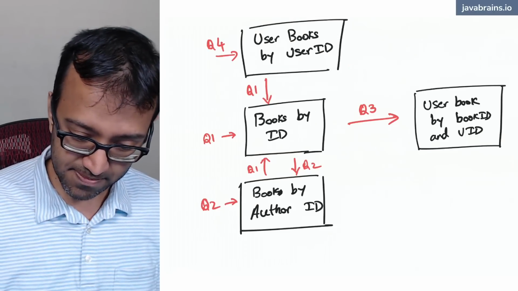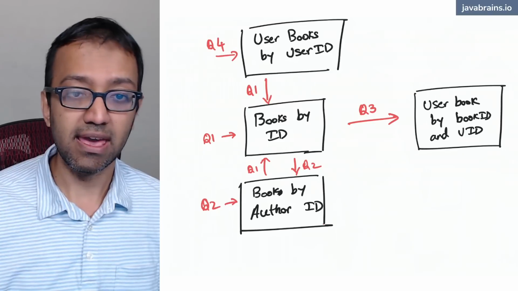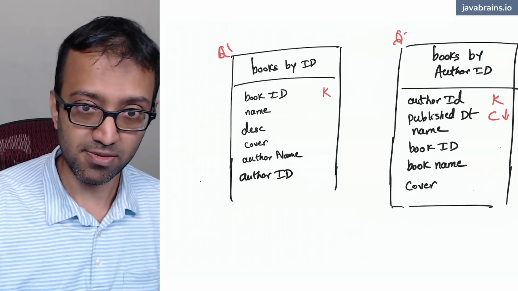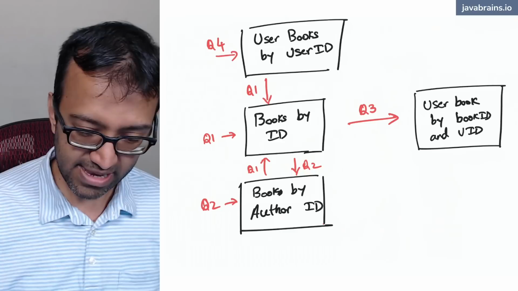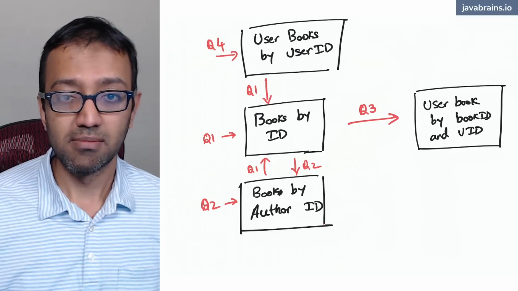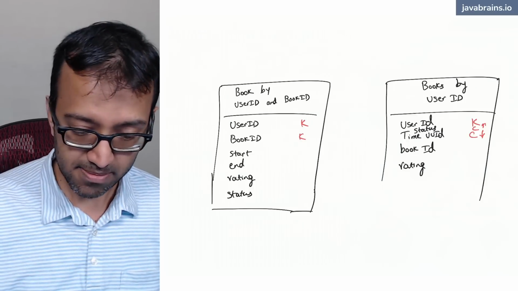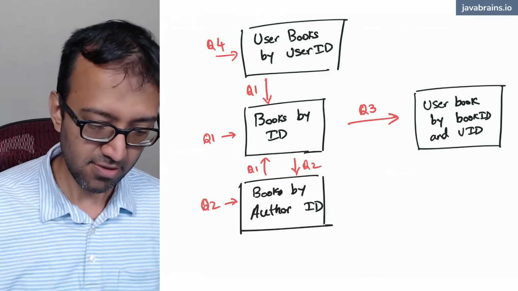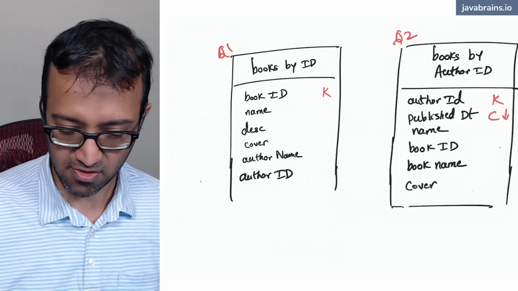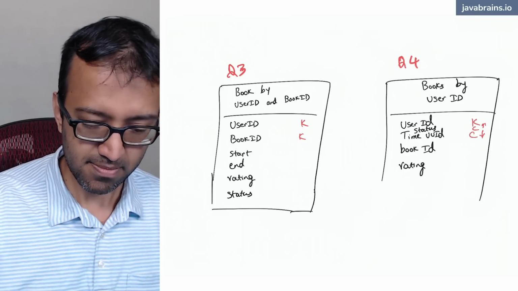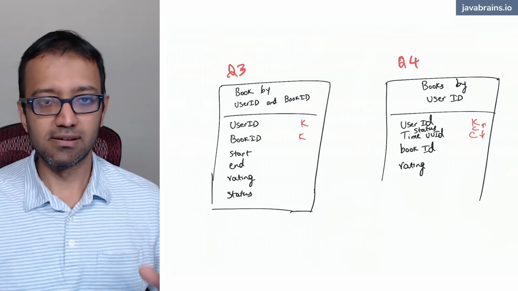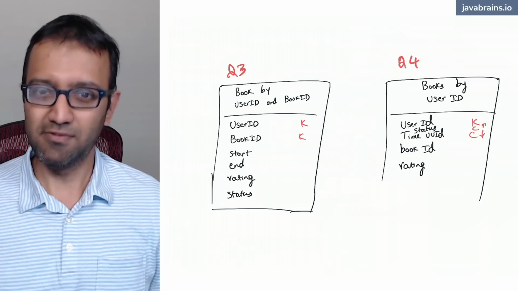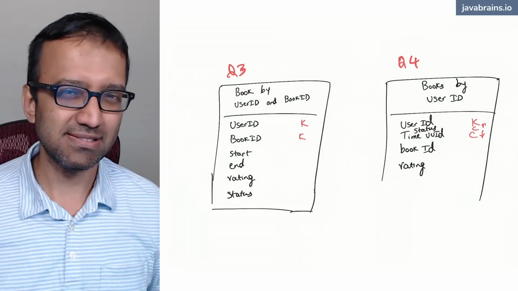What's the next one? Books by author ID, which is Q2. Again, we have created a table for it. Next, user books by book ID and user ID, which is Q3, which is this one. And then we've got user books by user ID, which is Q4. Okay, so these are the tables that we will need in Cassandra. And now we should be ready to start building something.